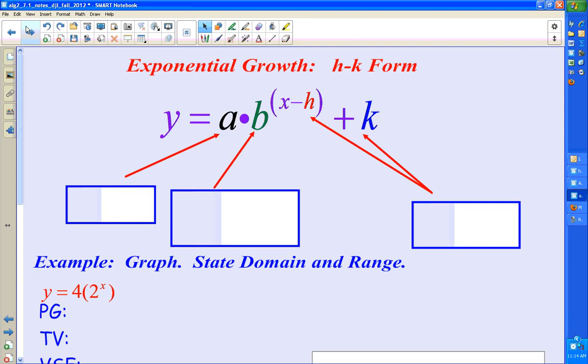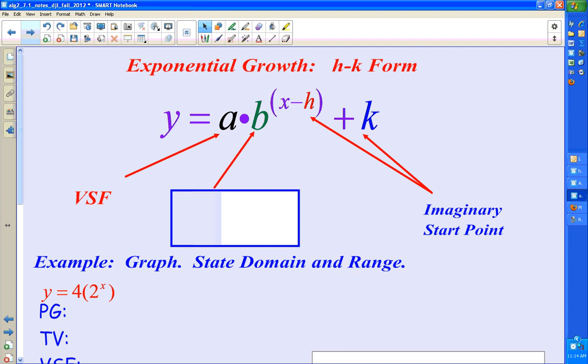Now the book refers to this form, y equals a times b raised to the x minus h power plus k, and that's a lot like our translational form using a's, b's, and c's. And really, the h and the k is your imaginary starting point. It's your translation vector. In this form, what does the a represent? What's the a represent, Jen? Come on, you should know that. That's right, a is the vertical stretch factor. So that's always going to be your vertical stretch factor.